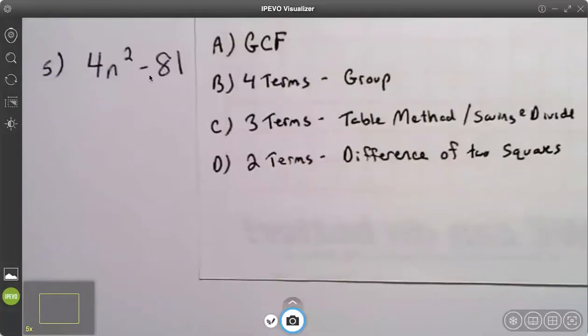Number 5 is a binomial. No greatest common factor. It's not 4 terms. It's not 3 terms. So let's check our last thing. If there's 2 terms, you might be able to do the difference of 2 squares. This is 2 terms. It is the difference. And 4n squared and 81 are both perfect squares. So I can do the difference of 2 squares.